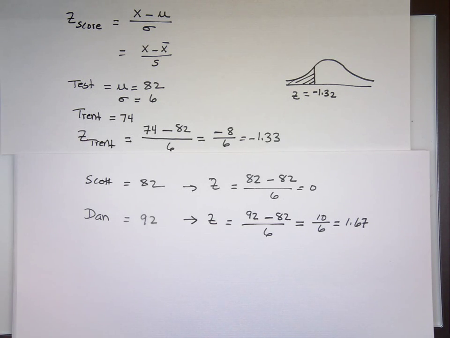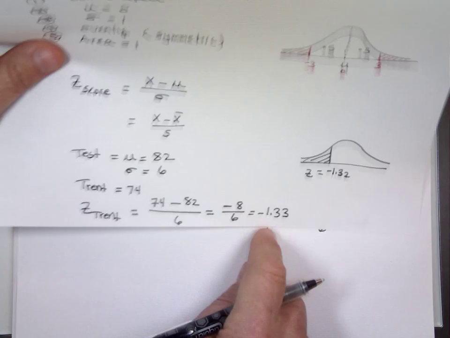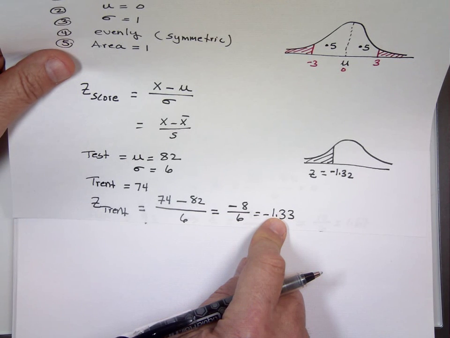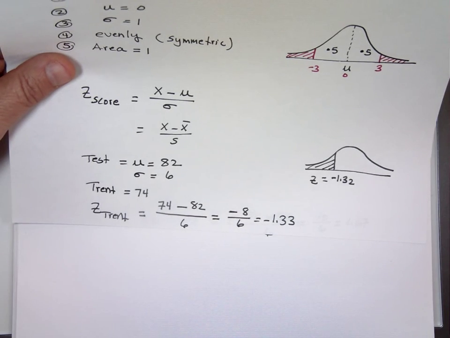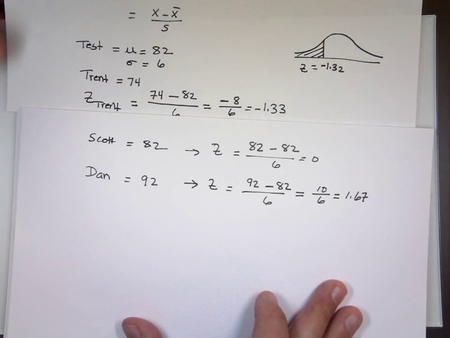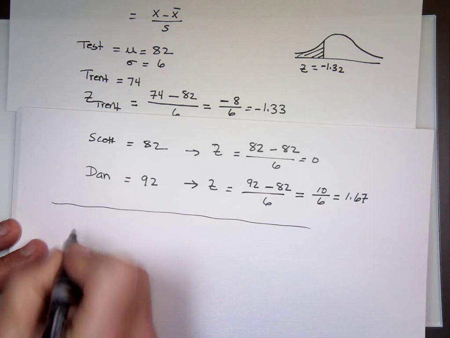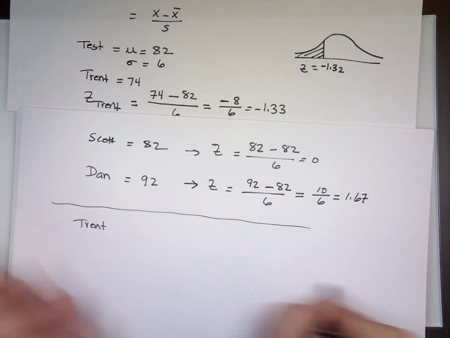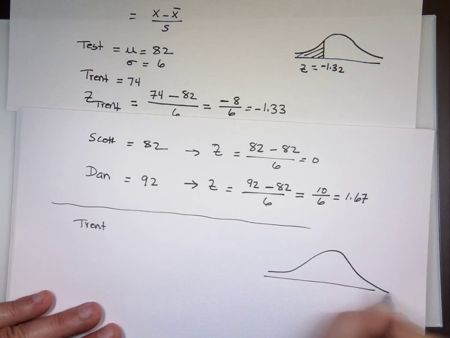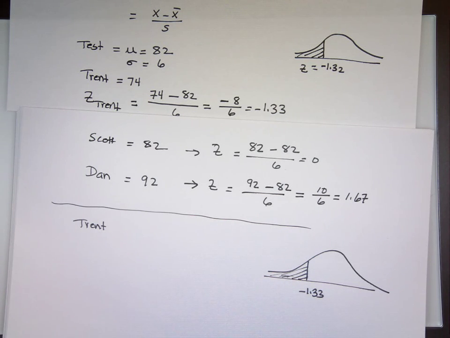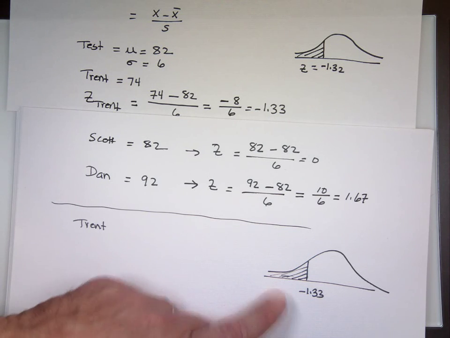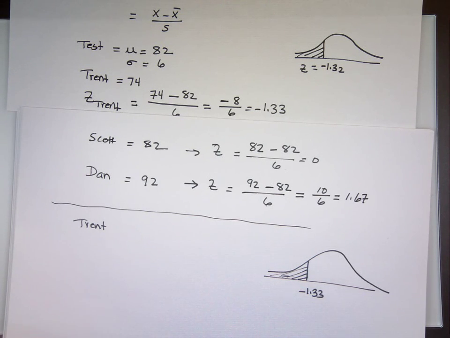So now let's go back to Trent. Trent wants to know how many people scored below his score. He's a minus 1.33. What percent of the class has a score below Trent? His score was negative 1.33, and he's curious, asking, okay, am I the lowest score in the class? How many people scored below me on this test? Well, how do we find that value? The area to the left of that.